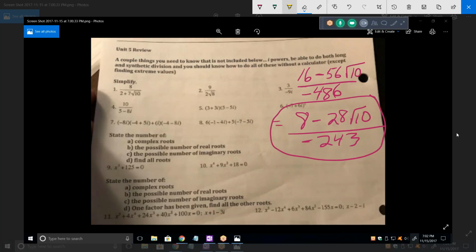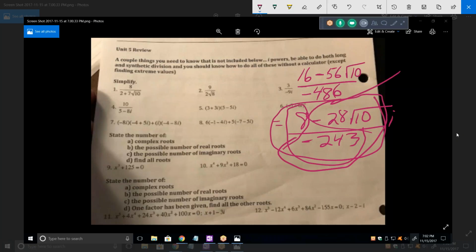This is a perfect final answer, what we have right here. We don't really need to simplify that. We don't need to separate it into that fraction plus that fraction. We could, but we don't have to. If there was an i involved, then we might need to.